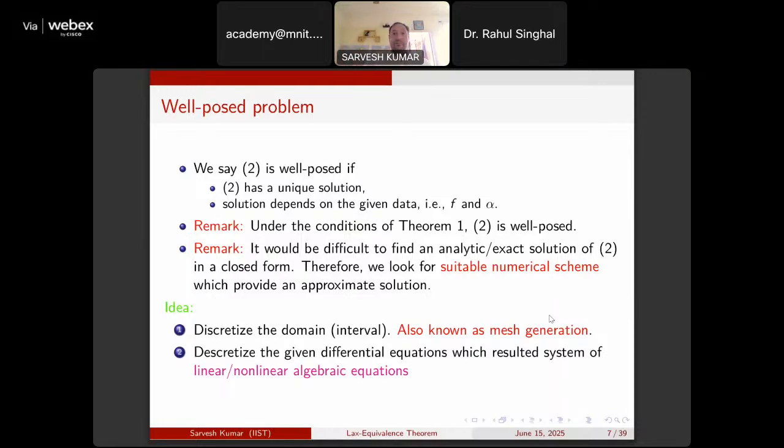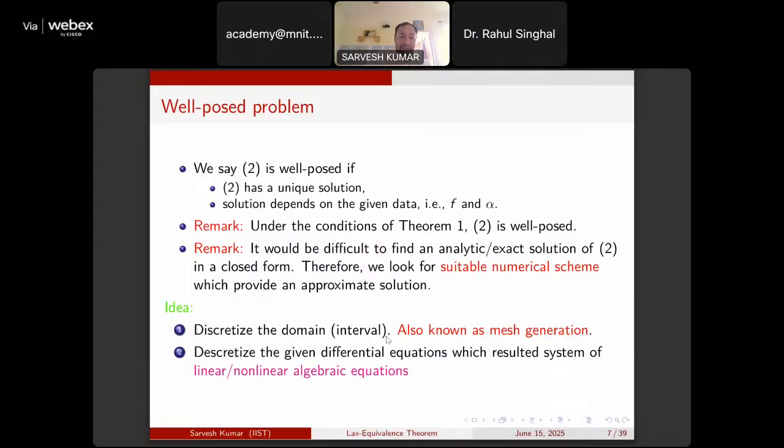So there are different types of meshes. Those who work with the finite difference method or finite element method can understand it. We have structured meshes, unstructured meshes, so many meshes are there. Everything depends on how you generate the mesh. There is software to generate the mesh if you go to more than two or three dimensions.